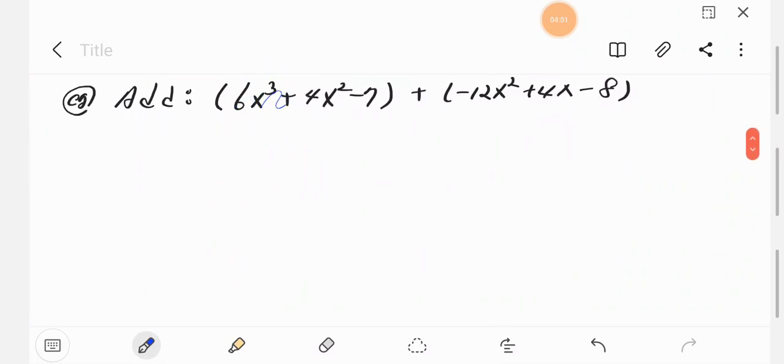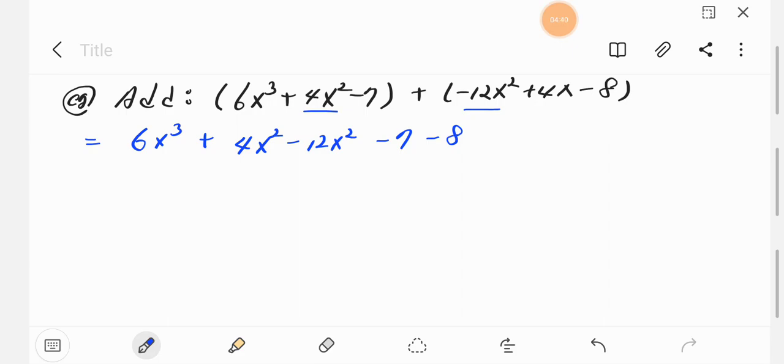The first polynomial has three terms, a trinomial. The second polynomial is what? A trinomial. So how do you add these? Let's combine the like terms. Why don't we just put together the like terms? 6x cubed is the only one, so leave it as it is. Here it is 4x squared, and then minus 12x squared, so put them together. And here it is minus 7 and minus 8. Make sense?